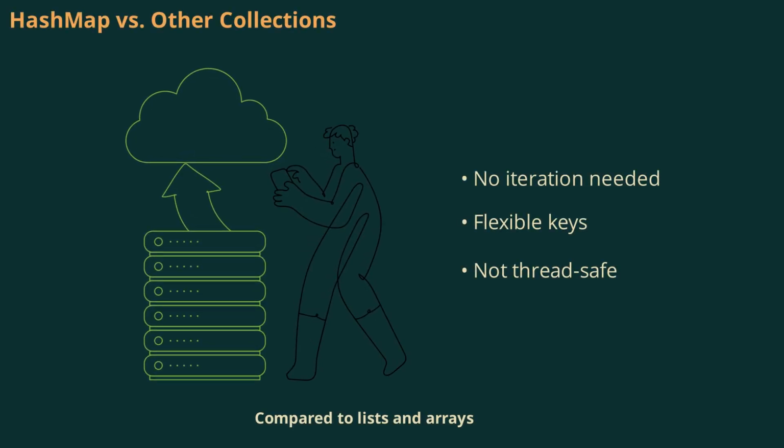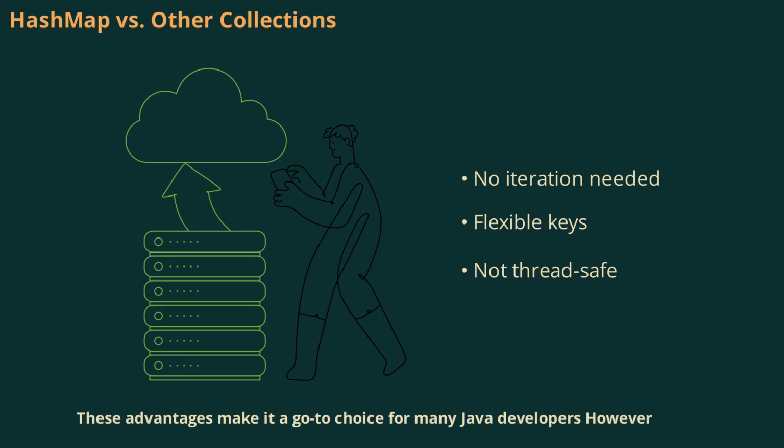Compared to lists and arrays, HashMap offers direct access to values without iteration, supports dynamic resizing, and allows for flexible key types. These advantages make it a go-to choice for many Java developers.